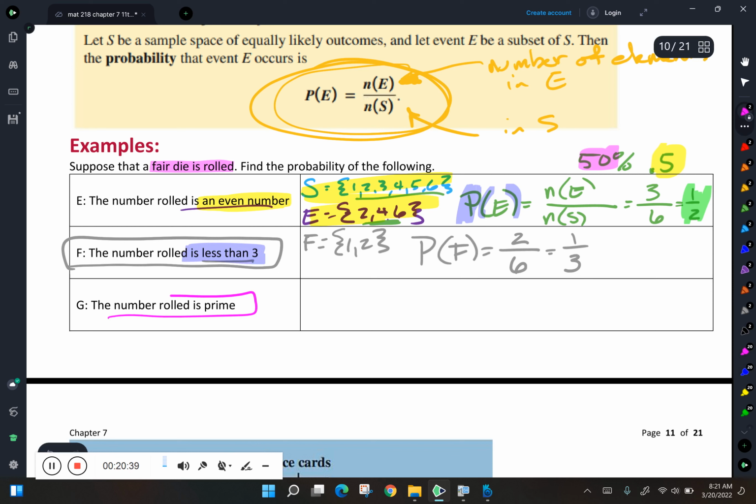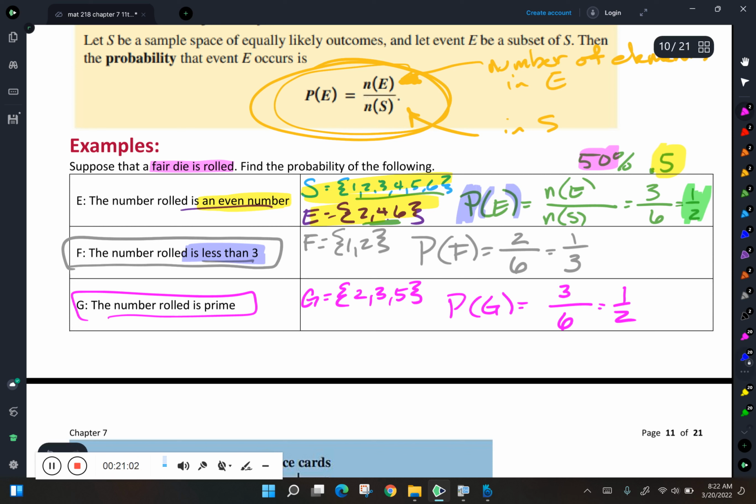The number rolled is prime. So G is the event rolling a prime number. The prime numbers between 1 and 6 are 2, 3, and 5. So then the probability of G is going to be the number of elements in G, which is 3, divided by the number of elements in the sample space, which is 6, reduces down to 1/2. Again, people will get this wrong because they do not know what that word means.